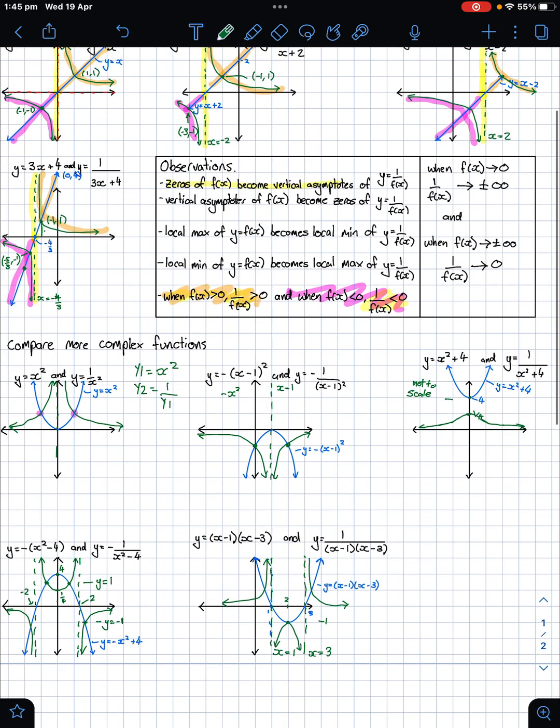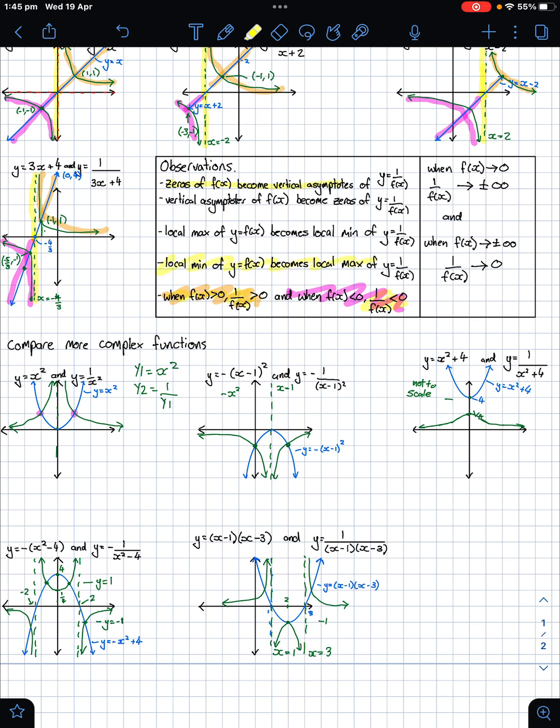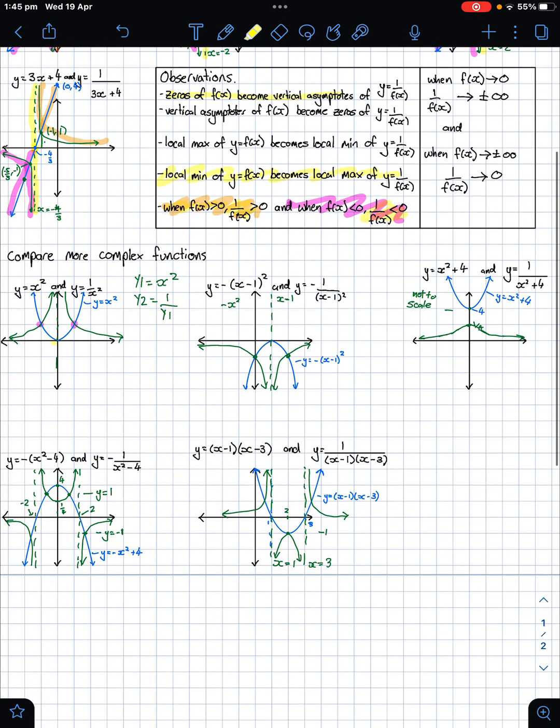So when you look at these ones here, these next ones were interesting because local min of f of x, so this one here has a local min, that would become the max, but there's an asymptote there. This one here has a local min, which becomes the max there. Now this next bit here, we look at the local max, this local max becomes that local min. This local max would become that local min, but there's an asymptote. This local min becomes that local max. So interesting there.